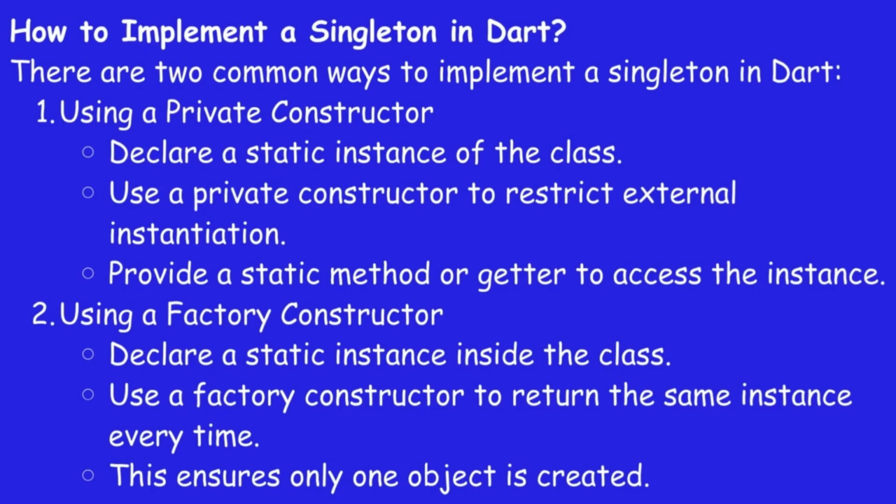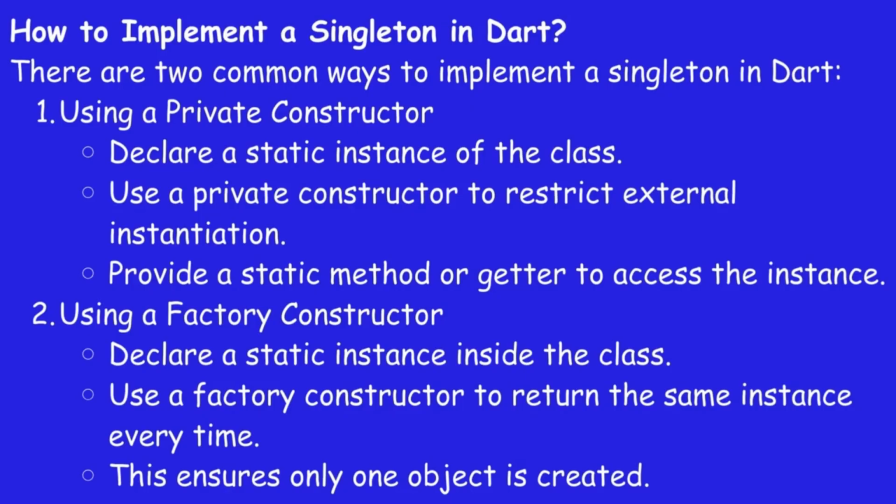How to implement a singleton in Dart? There are two common ways to implement a singleton in Dart. Using a private constructor. The first approach is by using a private constructor. This works by declaring a static instance of the class inside itself. The constructor is private, which means objects cannot be created directly from outside the class. We provide a static method or getter that allows access to the single instance. This ensures that whenever we try to get an instance of the class, we always get the same one.